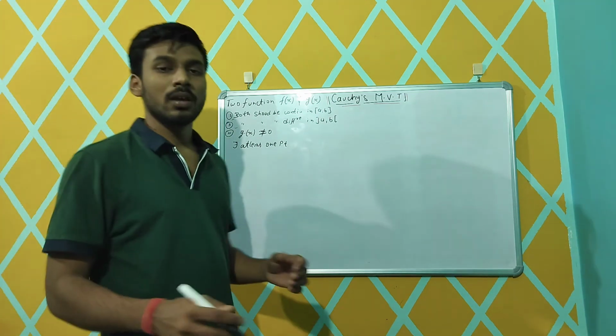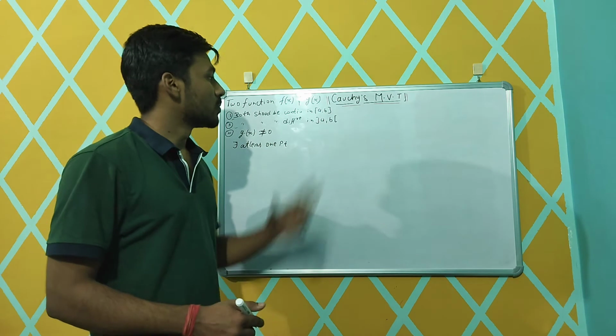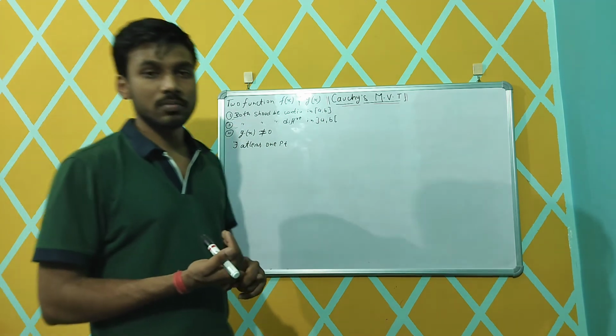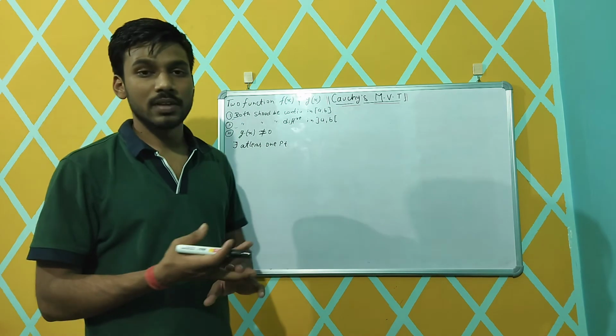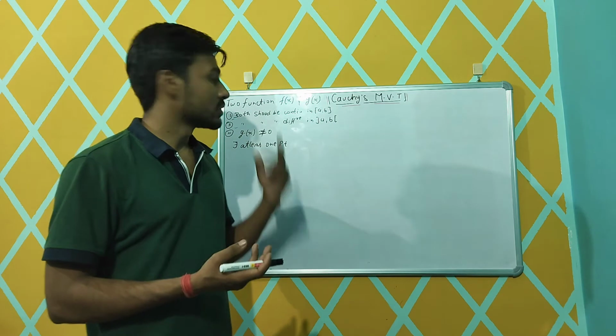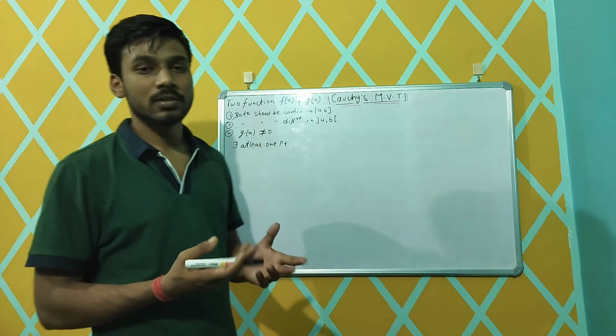Hello everyone. In this video we are going to prove Cauchy's mean value theorem. It is similar to Lagrange's theorem, but there is a difference. Here we are going to take two functions, f of x and g of x.